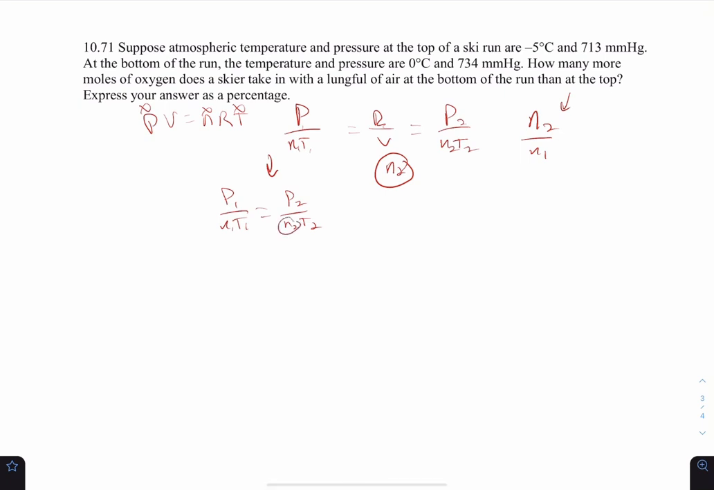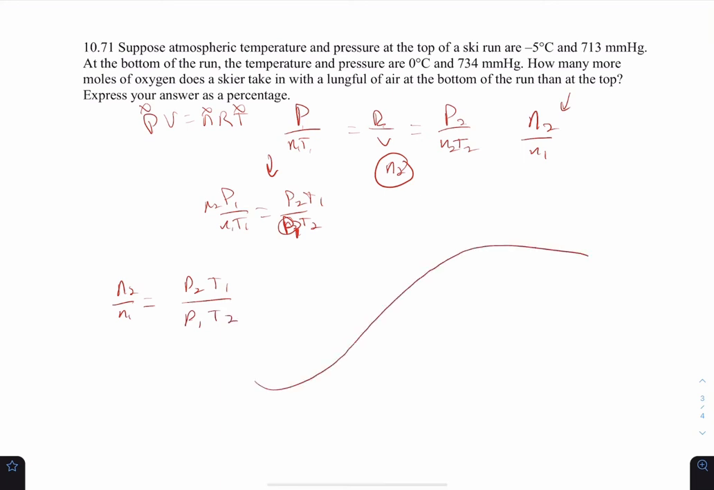If I do that, I get N2 over here, and then I switch that with P1, and then put T1 over here. So I get N2 over N1 is equal to P2 T1 over P1 T2. They're just flipped. So now this makes it a little easier.